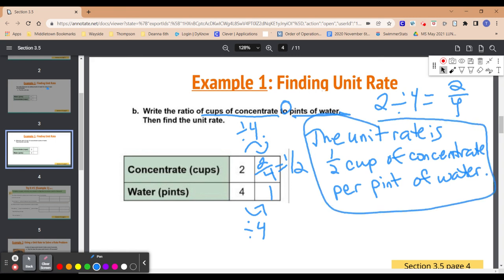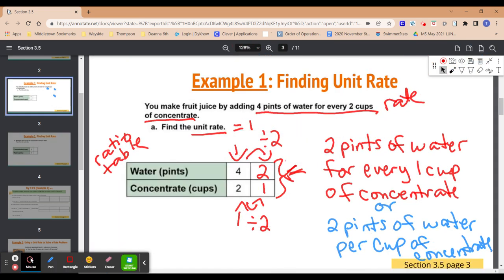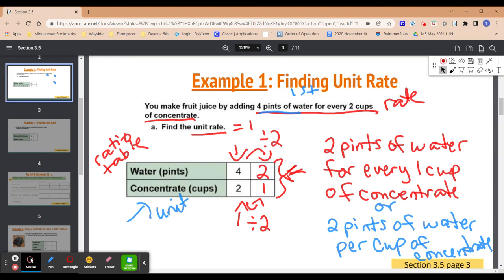Okay. All right. So again, because it said cups of concentrate first, that's your top number. That's your top section. And pints of water is second. And that's going to be what you're looking for, 1. You want for 1. But when you went up to the top, pints of water was first. So that's why it's on the top. Concentrate cups was second, and this is what you're looking for the unit. All right, so that's the only thing you have to be careful of. All right, and that's example 1.